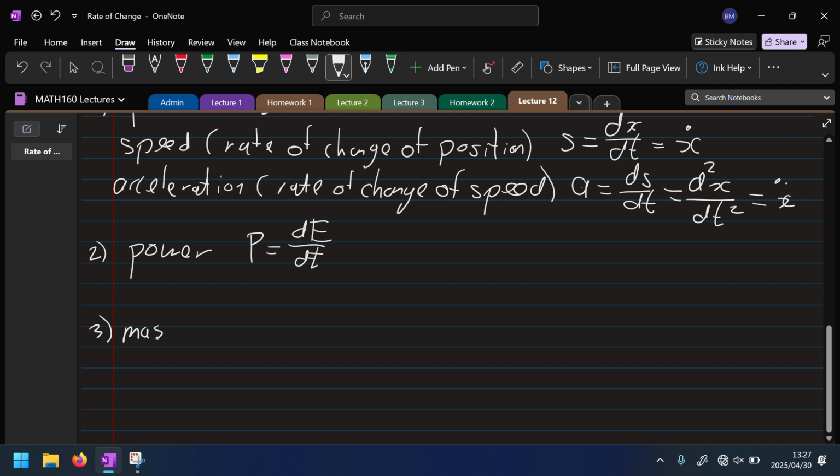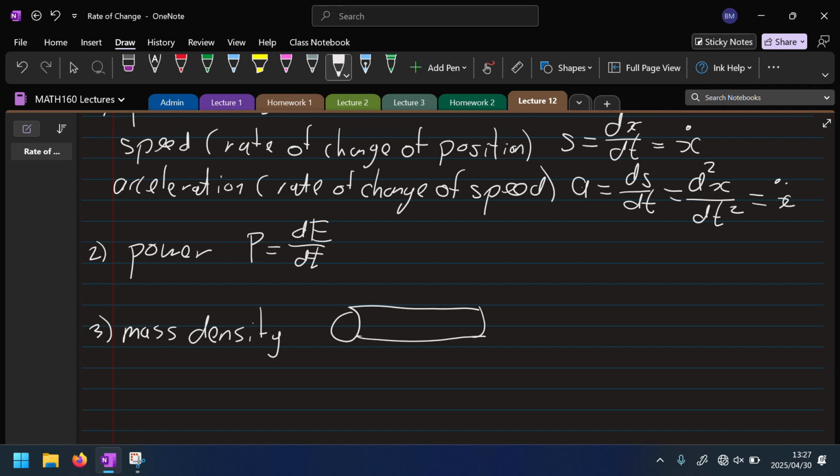3, mass density. Okay, so if you have some objects where the mass is not uniform, so on one part of the object is heavier, another part might be lighter. As you go through the object, there's different masses that you can measure. For example, if we got some sort of cylinder like this, then the mass can differ from left to right. It can be heavy on one side, light on the other side.